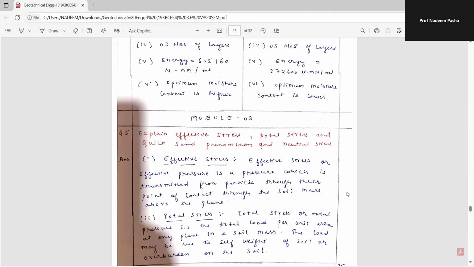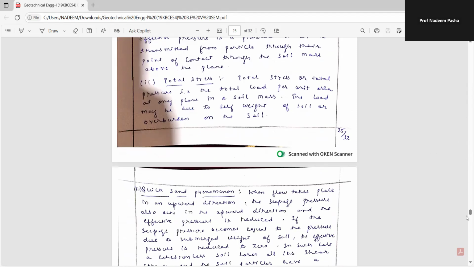Next, explain effective stress, total stress, quicksand phenomenon and neutral stress. So, what is effective stress? Effective stress or effective pressure is a pressure which is transmitted from particle to particle through the points of contact through the soil mass above the plane. Total stress or total pressure is the total load per unit area at any plane in a soil mass. The load may be due to self-weight of soil or overburden of soil.